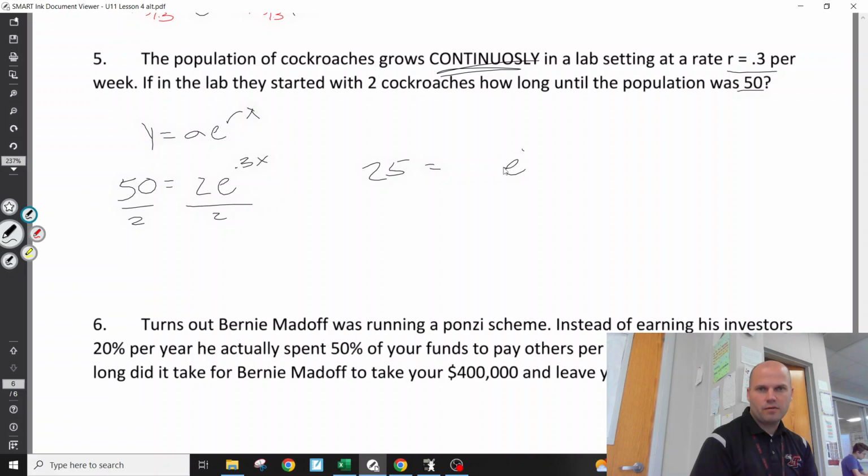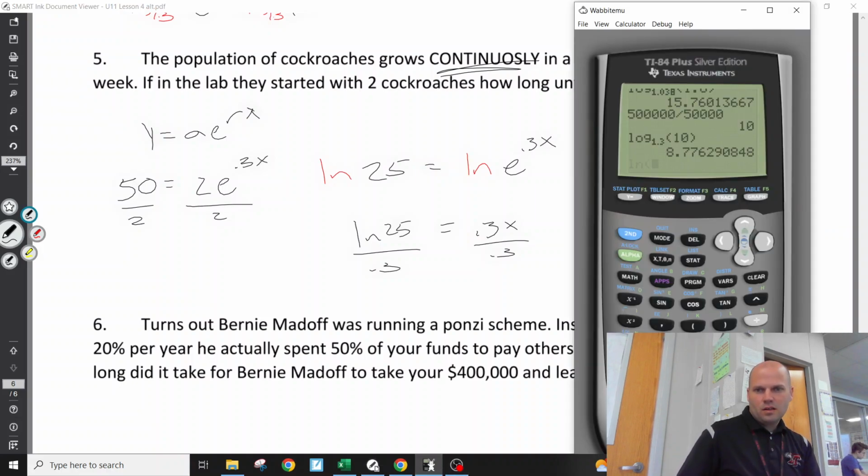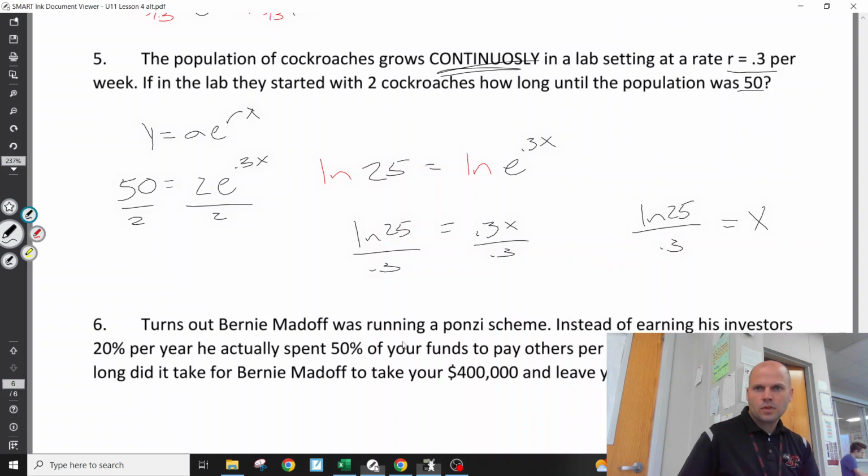Get rid of the e. Log base e, or the natural log of both sides. Now I'm going to do this so I can get my answer. Natural log of 25 divided by 0.3. You'd have to take the natural log of 25 and then divide it by 0.3. 10 weeks, that's scary.